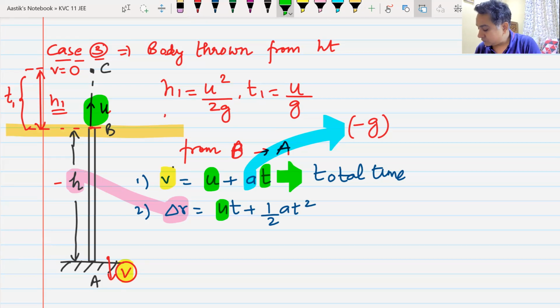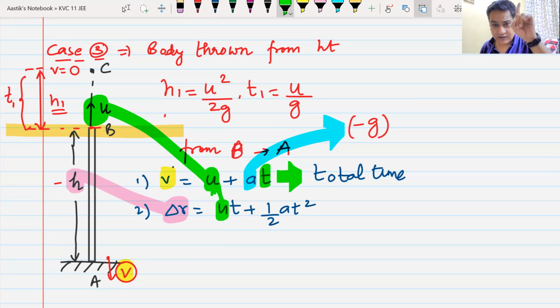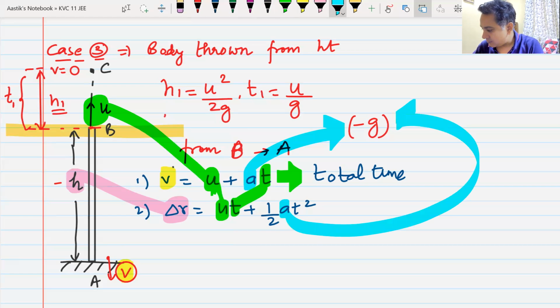What is U? U is U. Is it positive or is it negative? Is U positive? Positive. Okay, thank God. This T is T, which is the total time. What is this A? A is always A.